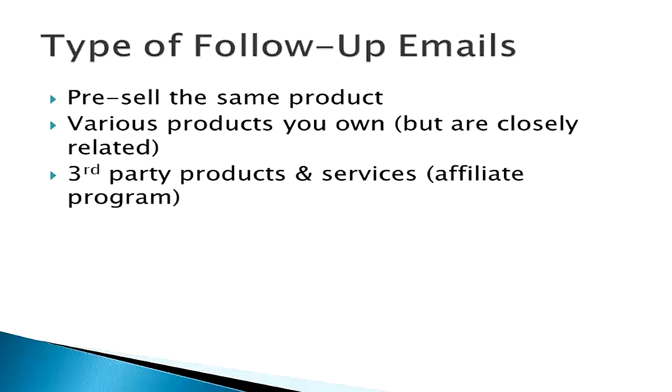Aside from that, you can also settle for writing various emails on pre-selling various products that you own. Bear in mind that they must be closely related to each other. So when a new visitor joins your mailing list, the subscriber will get 3 emails about product A and 3 emails on product B, all on different days, and another 3 on product C, and so on. So this is good if you're selling multiple products that are closely related and you sell them at different intervals.